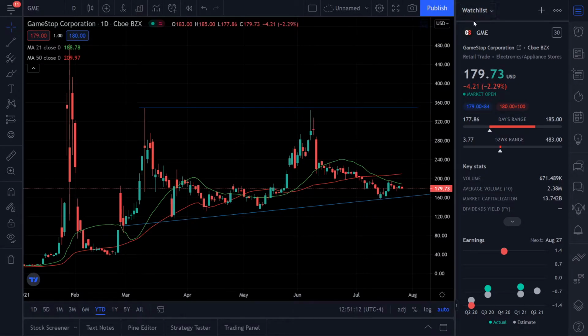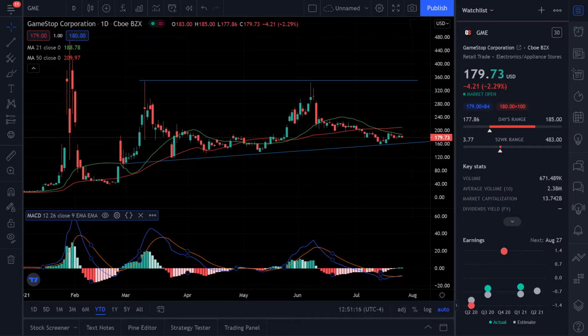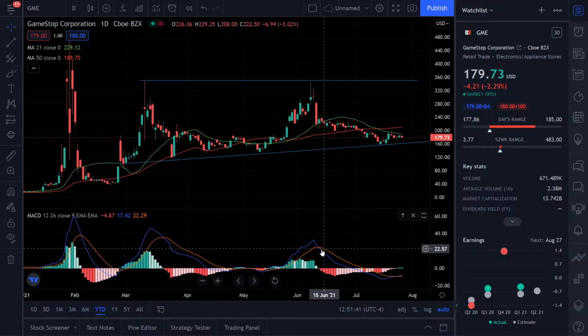So what is the type of strategy and indicator that I'm going to be looking at? Well, it is of course the MACD, the moving average convergence divergence, and this is a trend following momentum indicator that shows the relationship between two moving averages. You can see these two lines here, and this is subtracting the 26-day exponential moving average from the 12-day.